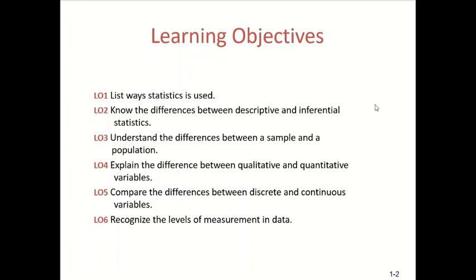The second learning objective is to know the differences between the descriptive and inferential statistics. So broadly, there are two classifications of statistics, which are the descriptive and the inferential. So we'll try to learn about that. What do we mean by these?